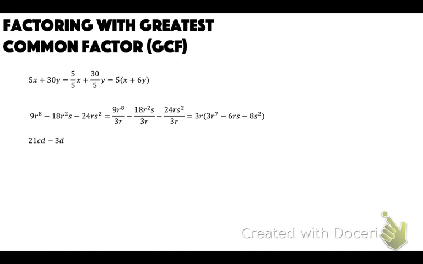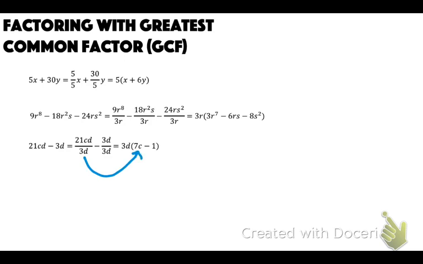Let's do this one. I'm not going to write this one out, but 21cd minus 3d. Well, 3 goes into 21, and they both have a d in common, so I'm going to divide both by 3d. 21 divided by 3 is 7, so I'm left with this 7c.